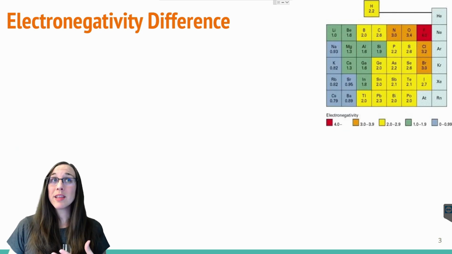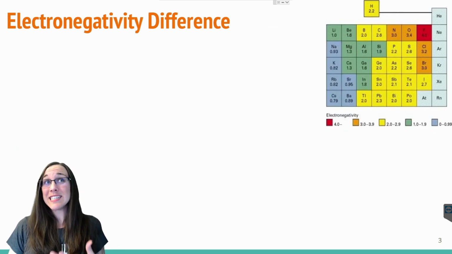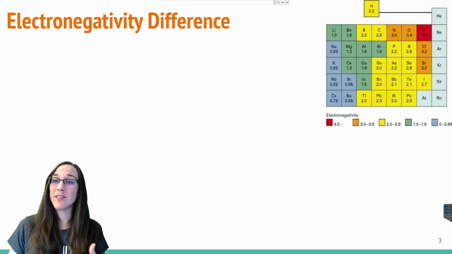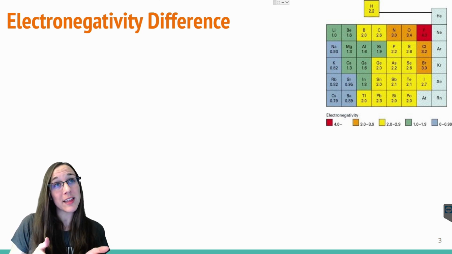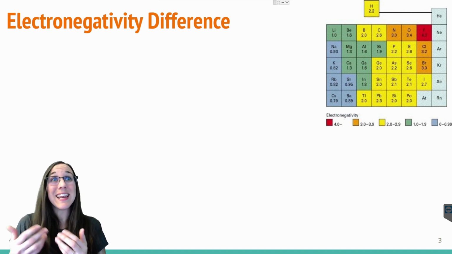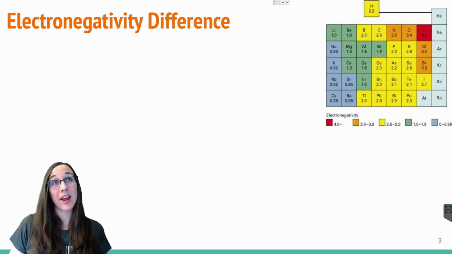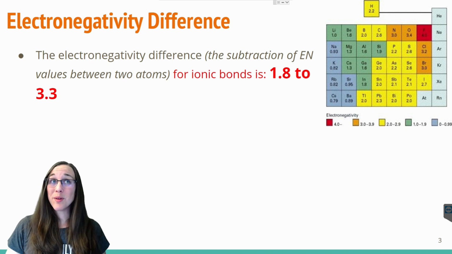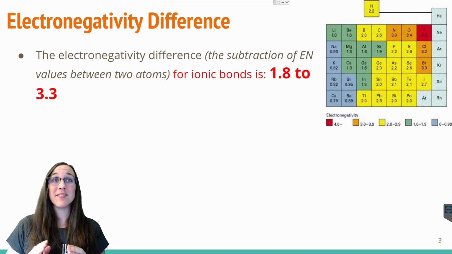We've also frequently referenced electronegativity differences, or the subtraction of electronegativity values, in order to determine whether something is polar covalent, nonpolar covalent, and now we'll learn what the range is for ionic bonds. So a range of 1.8 to 3.3 is our range for ionic bonds when we subtract two electronegativity values.